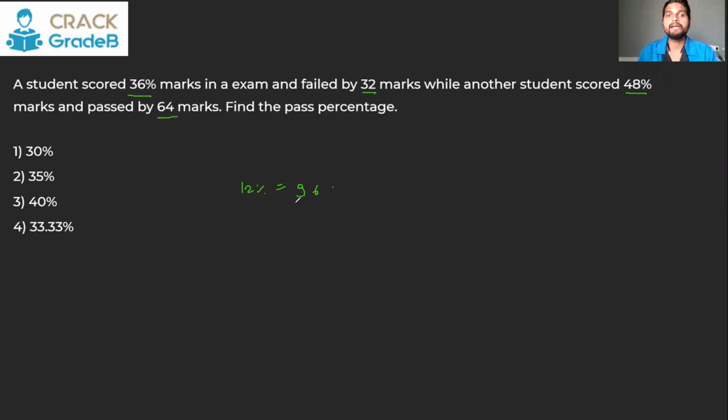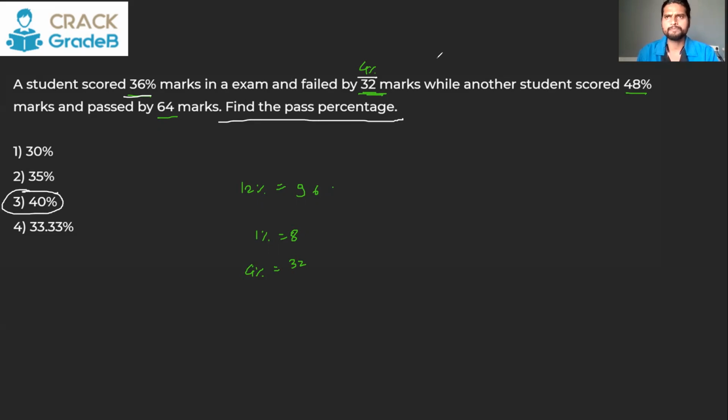So if 12% is equivalent to 96, that means 1% is equivalent to 8. So if he is getting 32 marks less, 32 marks will be equivalent to 4%. So he is getting 4% less than his maximum marks. So 4% more than 36 means 40% was the passing percentage.